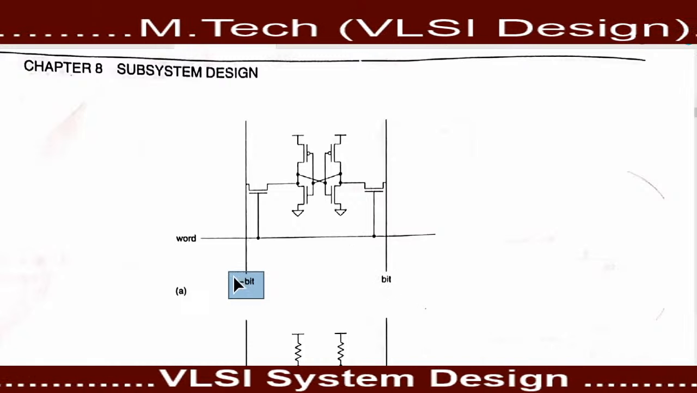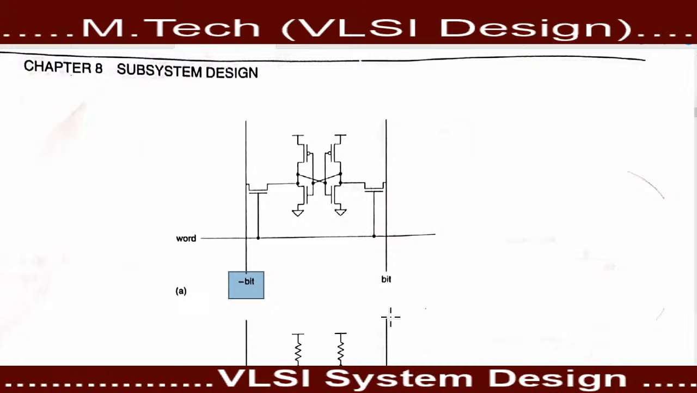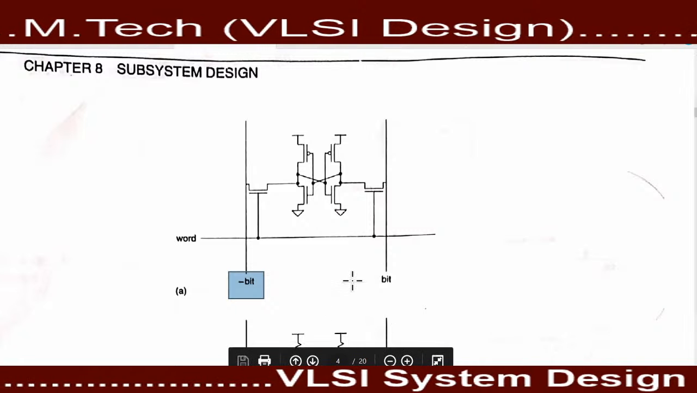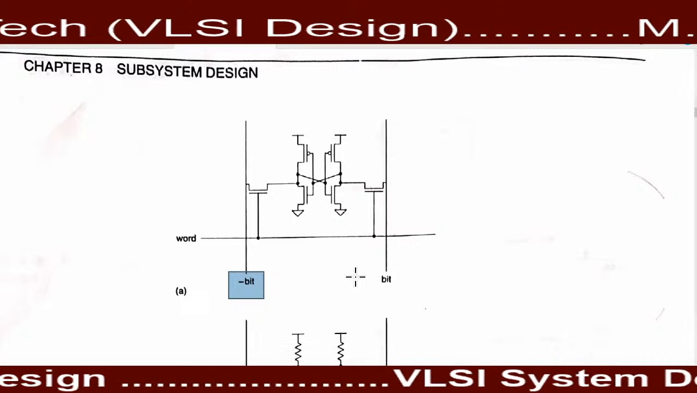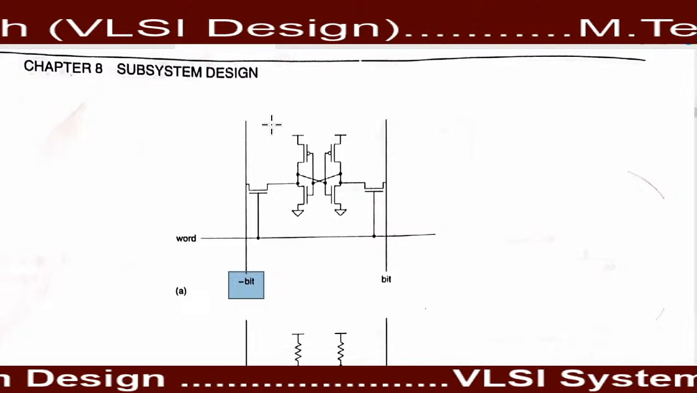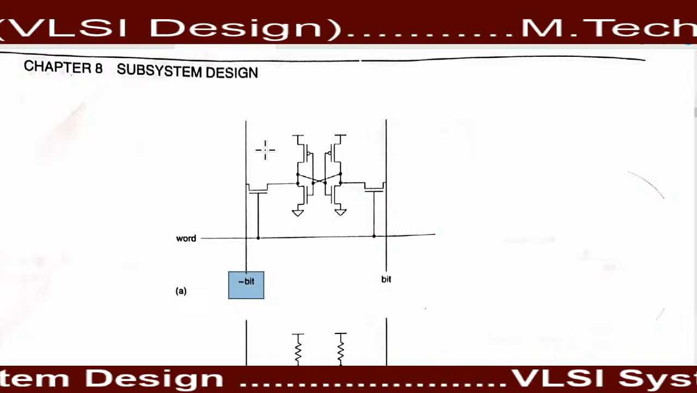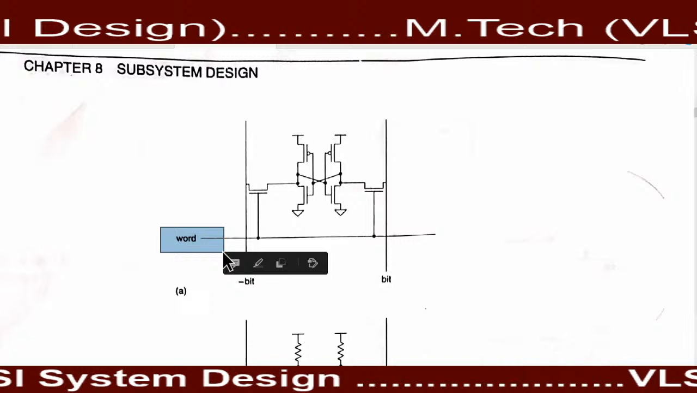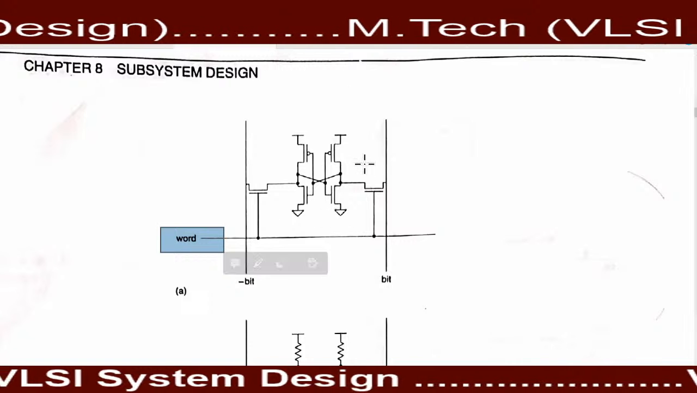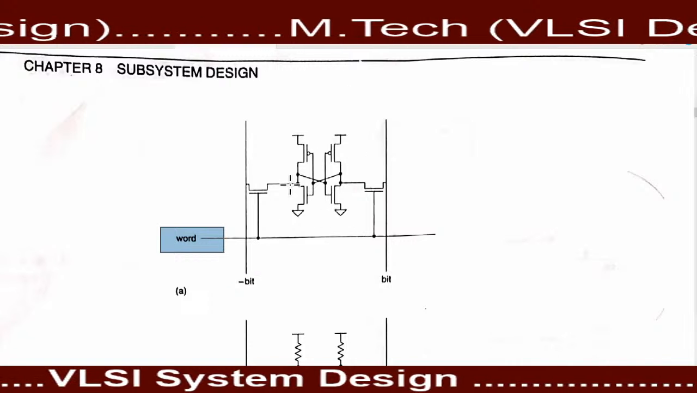Okay, so by using this bit bar, by using this bit line, we can take the output from the memory. And for accessing this memory, we use this word line. So by using this word line, we can access the data.